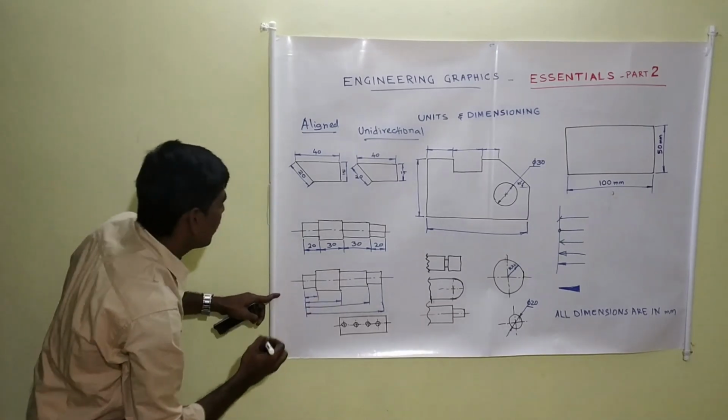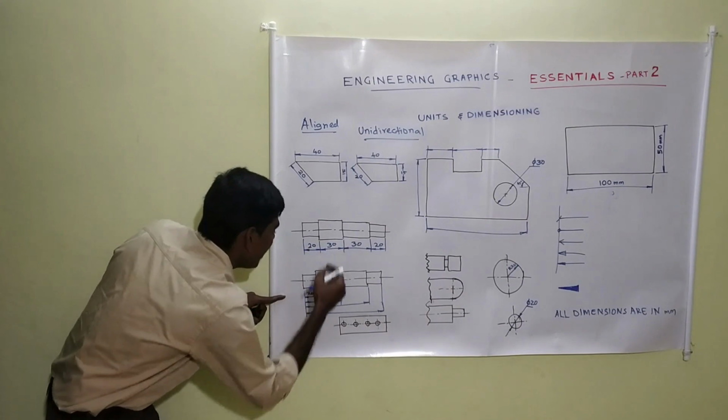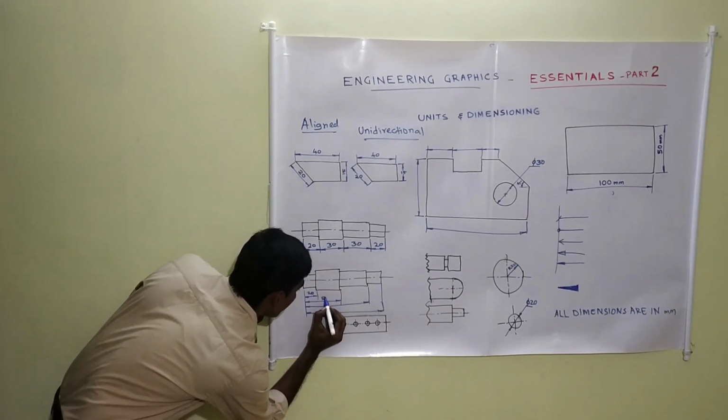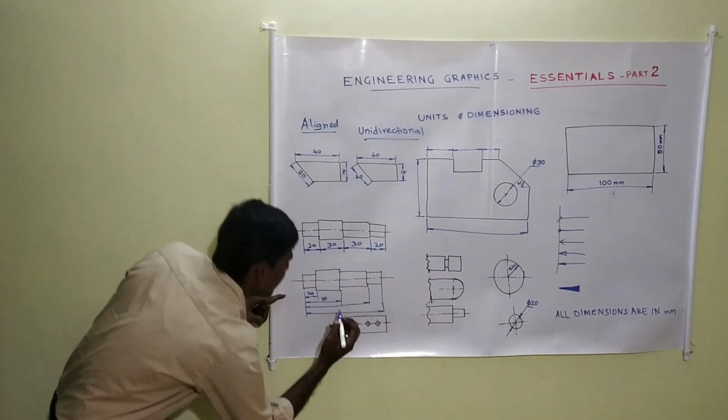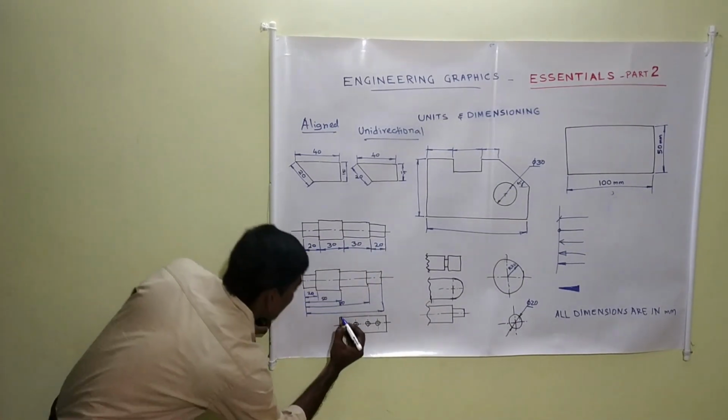Look at this. The first one it is 20. The next one it is 20 plus 30, it is 50. The next one 50 plus 30, it is 80. I have to write it here. Then again it's 100.